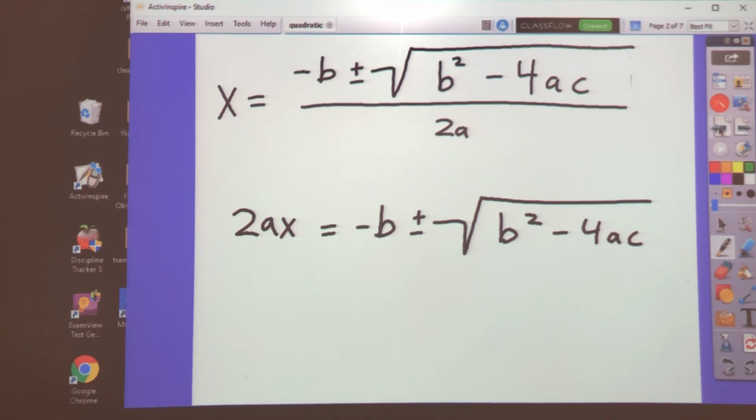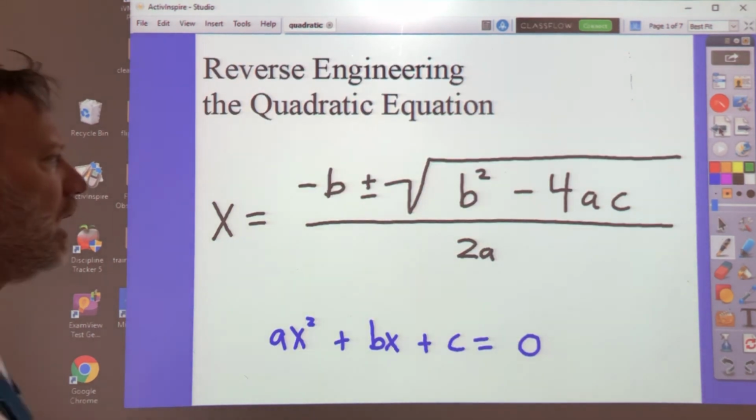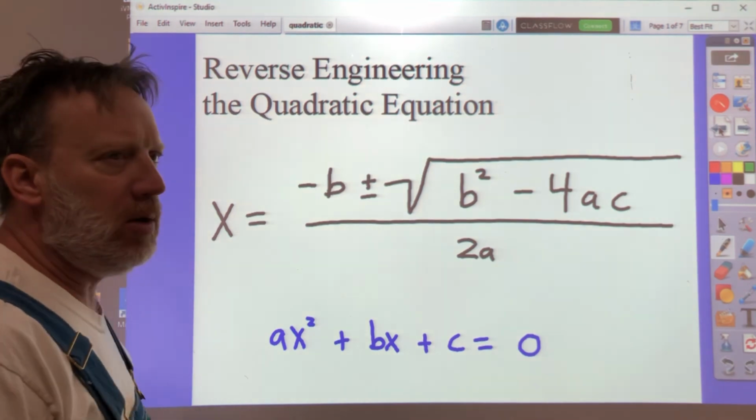So that's where it comes from. So no, it doesn't fall out of the sky. It is valid, and now we can use it with a clear conscience.